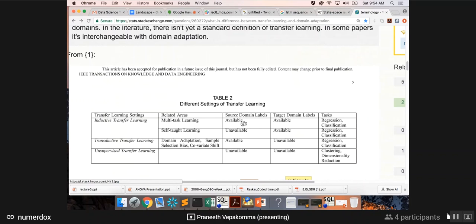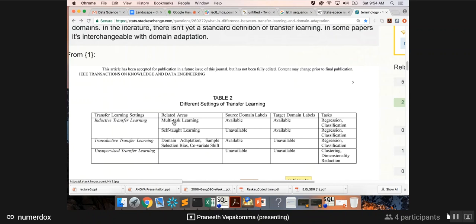If you have a source task where labels are available, and the target task also has labels available, then you fall in multitask learning. If in the source task you do not have labels available, like an unsupervised setting, but in the target task you have labels available, then you have self-taught learning. Then another paradigm, domain adaptation: source task labels are available, but target task labels are unavailable. It's the other way around of self-taught learning. Then you have domain adaptation or sample selection bias and covariate shift models. These are known as inductive transfer learning, and these are known as transductive transfer learning. So that is the bigger point.